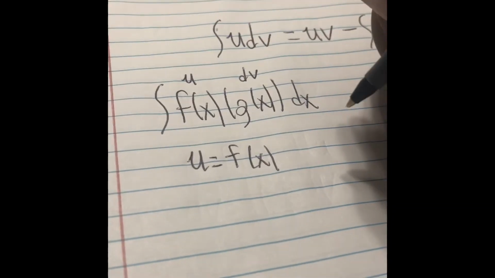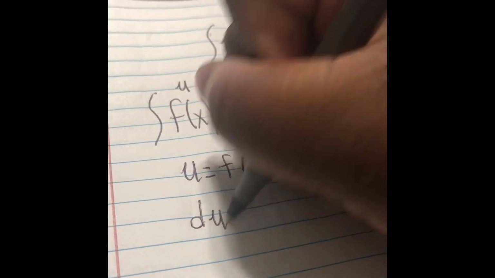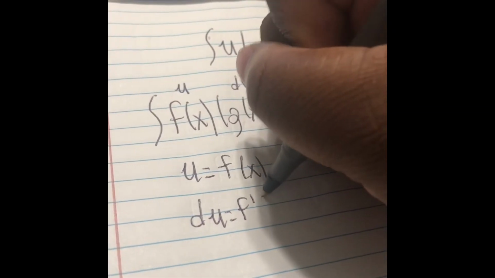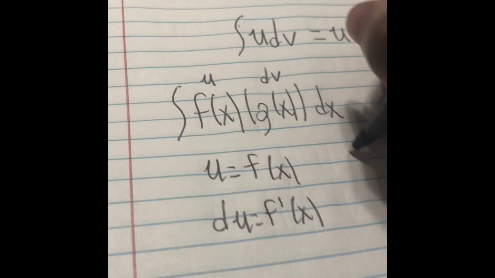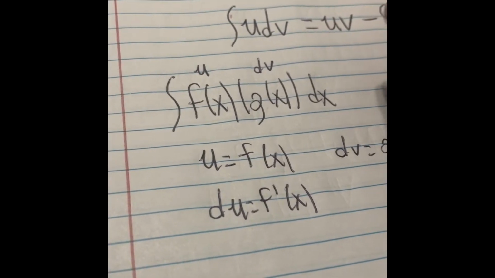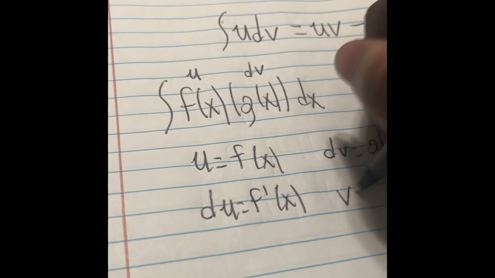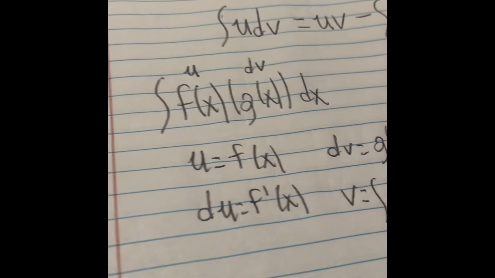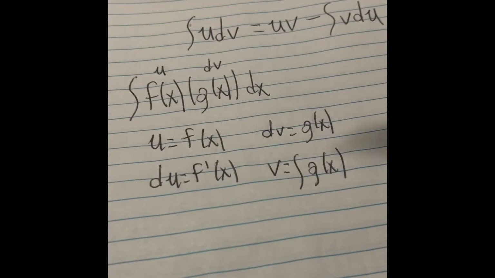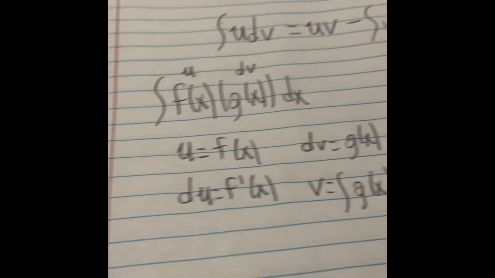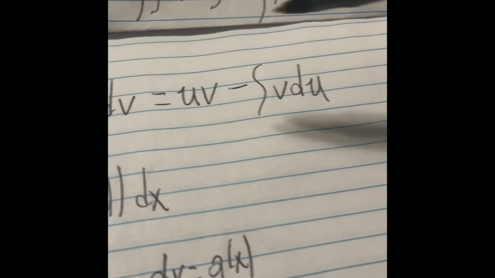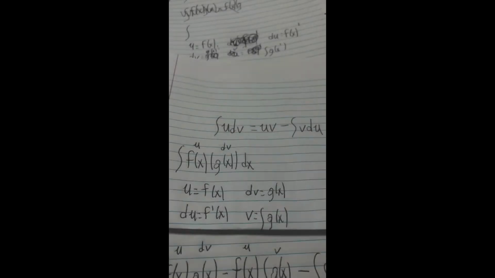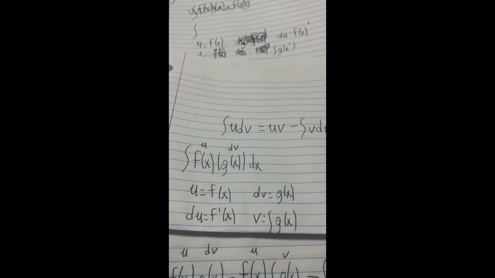So u is going to be equal to f of x. du is going to be equal to f prime of x. Our dv is going to be equal to g of x, and then our v is going to be equal to the integral of g of x. So now we have our u, dv, du, and v. So now we can start making this equation over here. Okay, since we have identified our u, dv, du, and v, we can now start plugging it into our integration by parts formula.